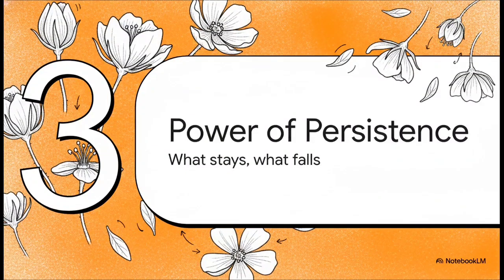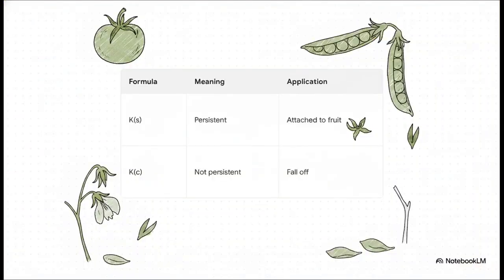Section 3. The power of persistence. What stays and what falls. So the crucial point is figuring out the calyx's life cycle, like what happens after the flower actually blooms. Botanists quickly map this out using some really simple formulas.